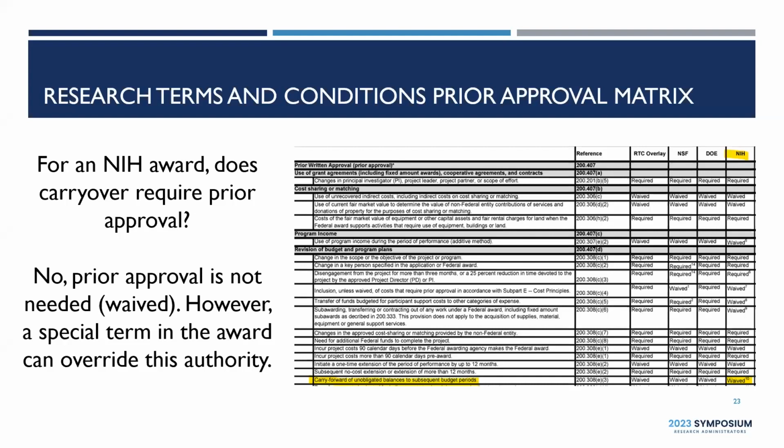Okay, so for an NIH award, we're going to find NIH. And this is carry forward of an unobligated balance. So this one says waived. So prior approval is waived, but there's a little number there, a very little number, that says basically there might be a special term or condition in the award that you need to look for.